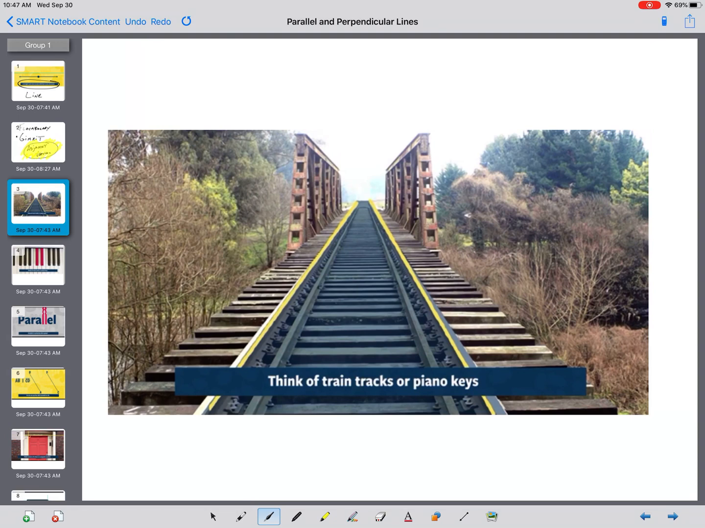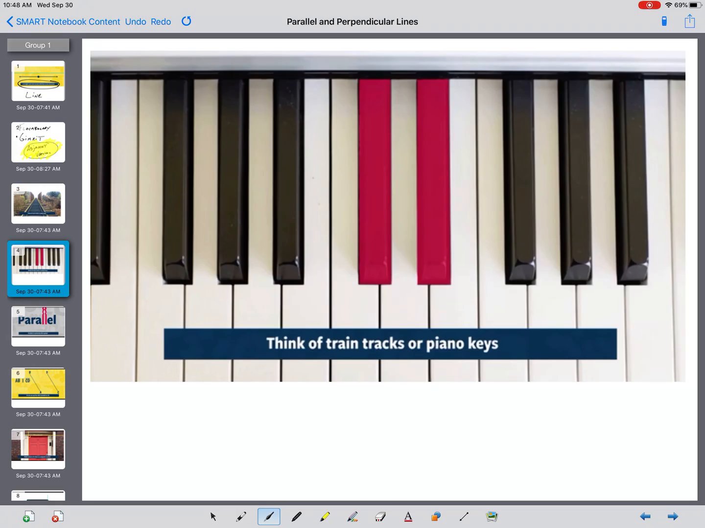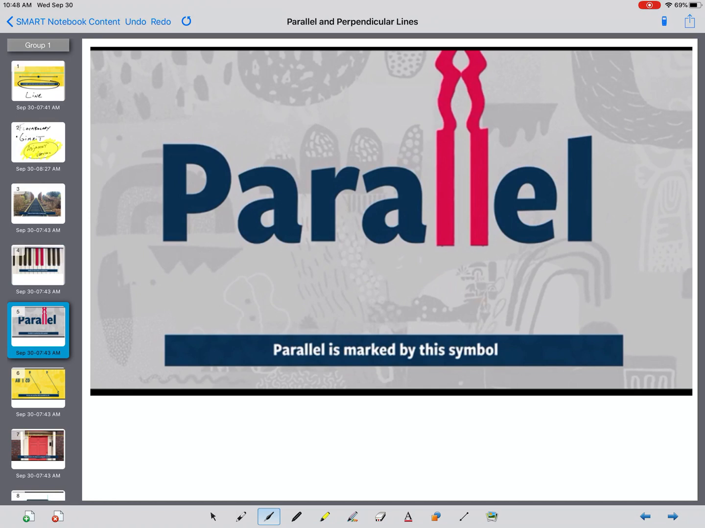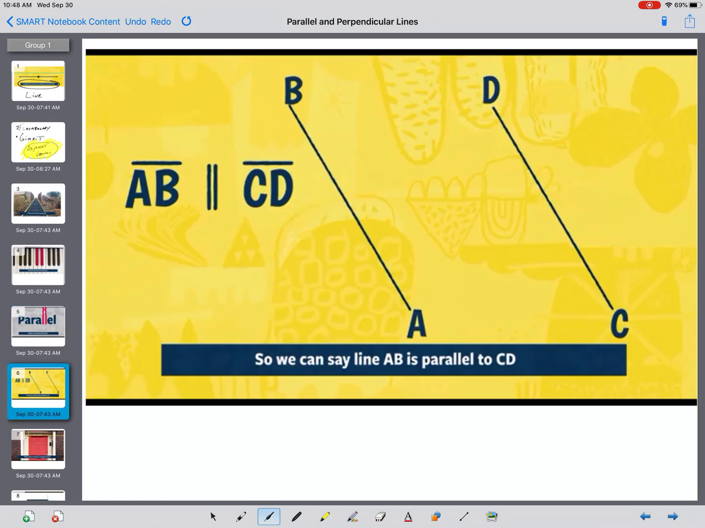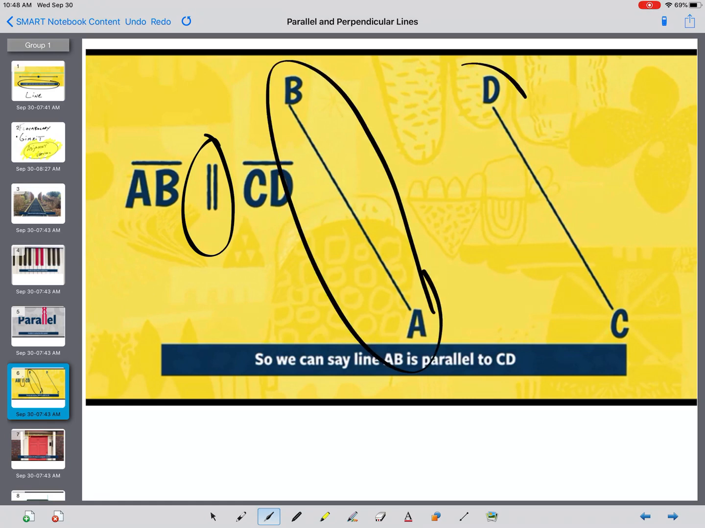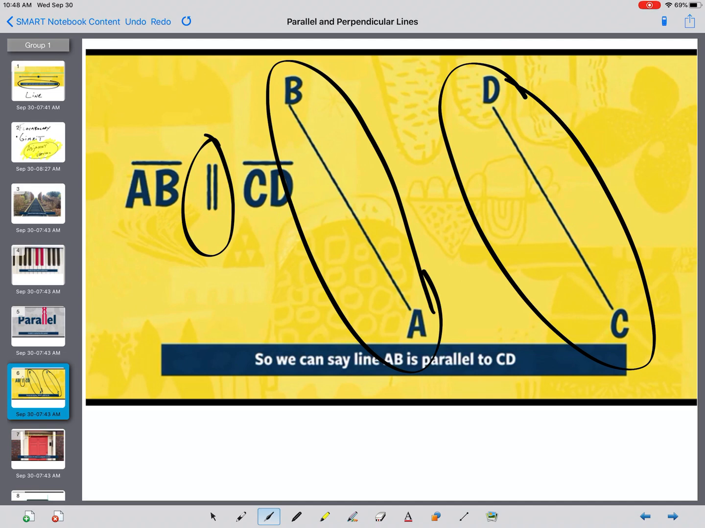So parallel lines, examples of parallel lines. Think of train tracks or piano keys. They are examples of parallel lines. Okay, parallel lines are marked by this symbol. So in this case, you would say line AB is parallel to line CD.